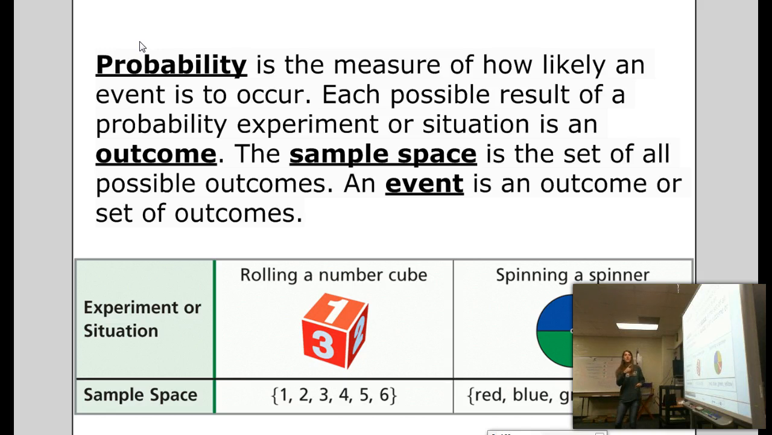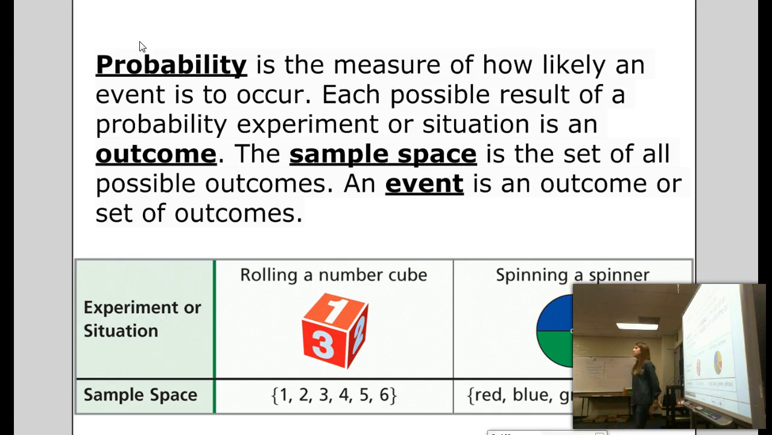Okay, well, let's talk about it in a minute. Today we're going to actually talk about probability. Yesterday, the only thing we were talking about is how many combinations can you make, how many permutations. We weren't actually finding the probability of anything. So first, let's talk about what probability is.